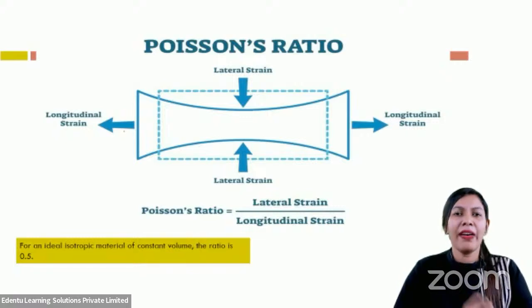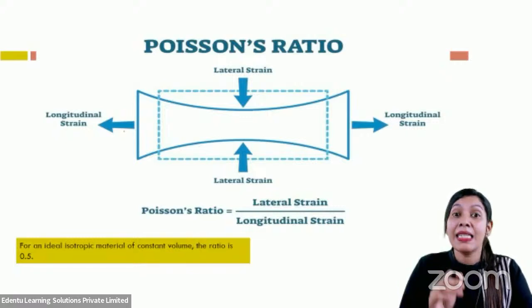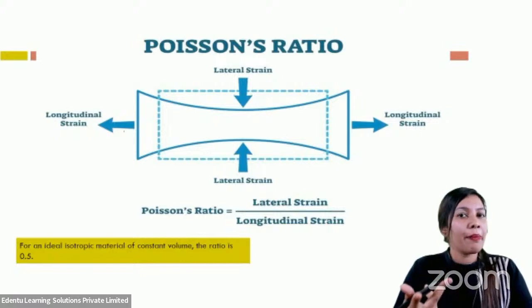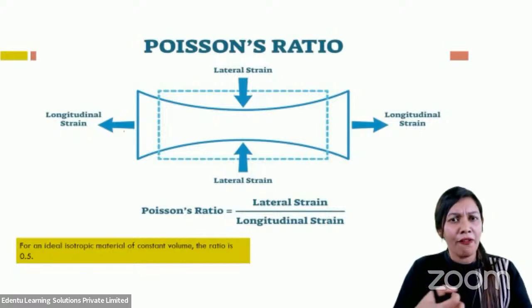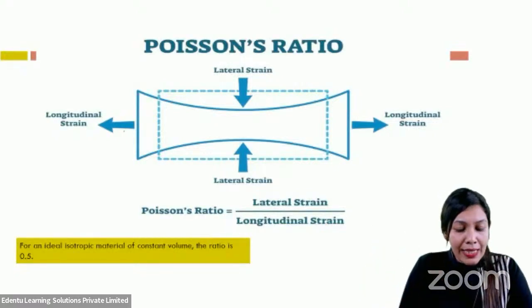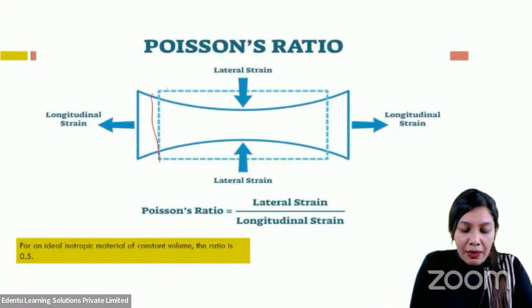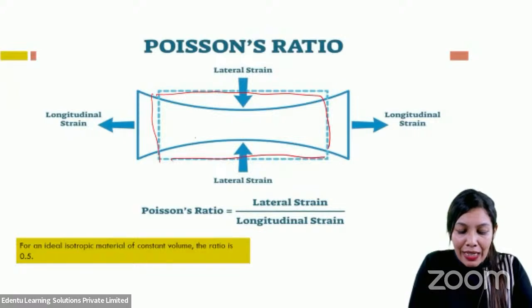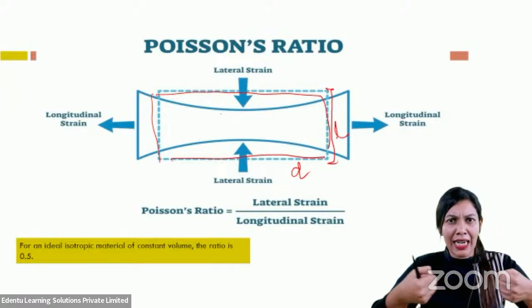This is very important. Whenever a body is subjected to a force, the force can be of two types: either a tensile force, which pulls the body, or a compressive force, which pushes the body. Just see the image. This is one of the bodies, which has a diameter of D, and you can see this is the length L.